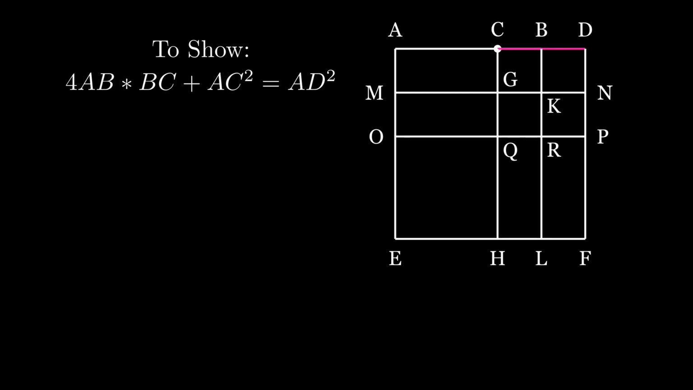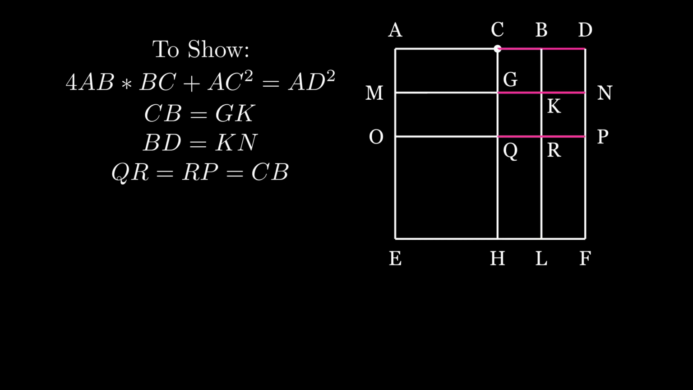We do this by noting that CB is equal to GK because it's a parallelogram. Similarly, BD is equal to KN because it's a parallelogram. And so CB being equal to BD, GK is equal to KN. And for the same reason, QR and RP are also equal to these values.